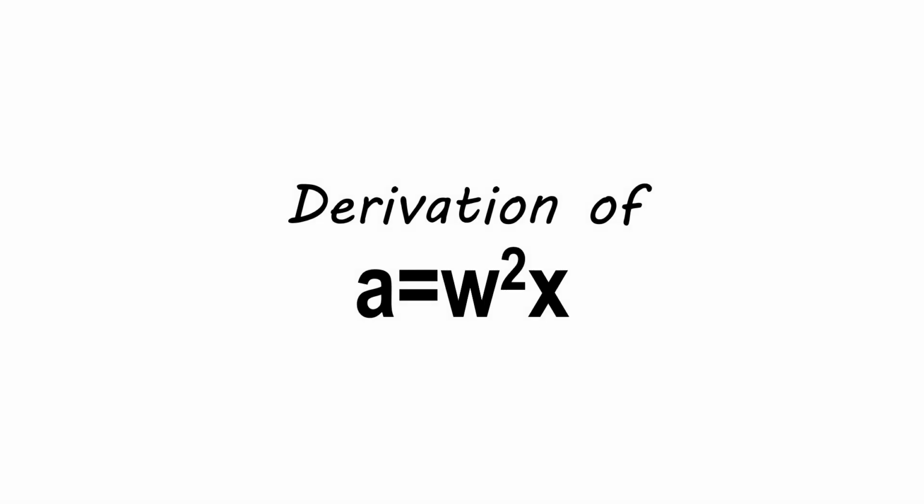In this lecture, we will be talking about the derivation of the formula of acceleration with respect to uniform circular motion, where a represents the acceleration, w represents the omega, and x represents the distance.